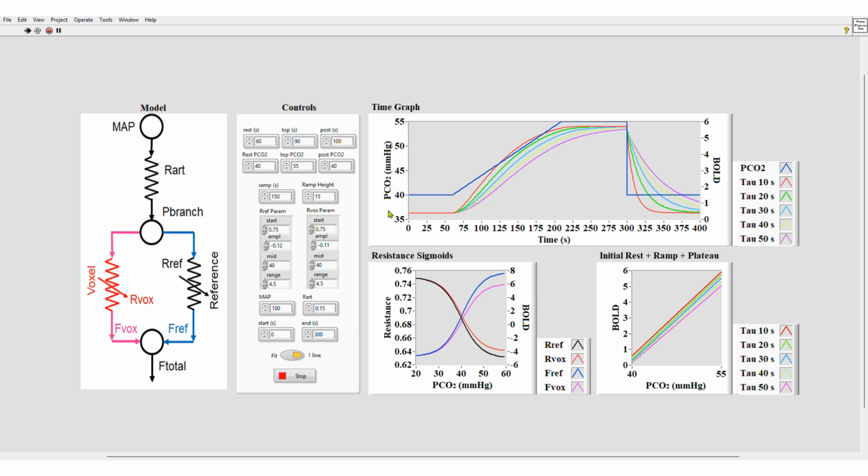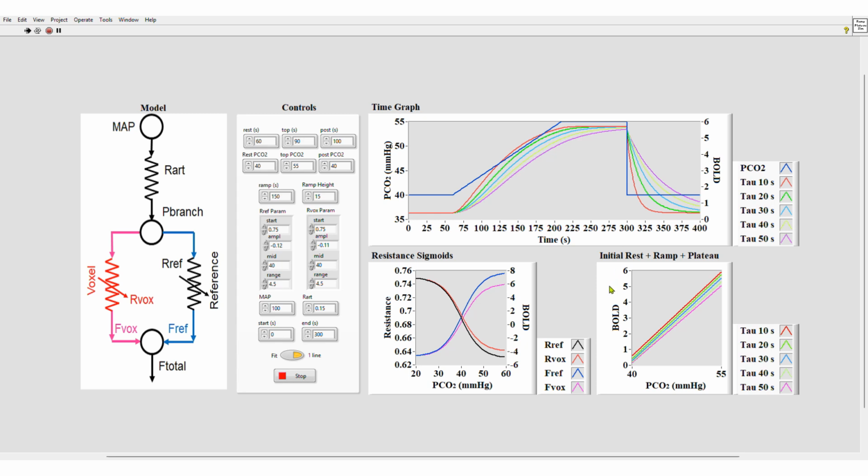It starts at 40 millimeters of mercury for a rest period of 60 seconds, followed by a ramp rise of 15 millimeters of mercury over 150 seconds to a plateau of 55 millimeters of mercury held for 90 seconds, and finally back to 40 millimeters of mercury for 100 seconds. And the BOLD responses with various time constants are shown by the colored lines.